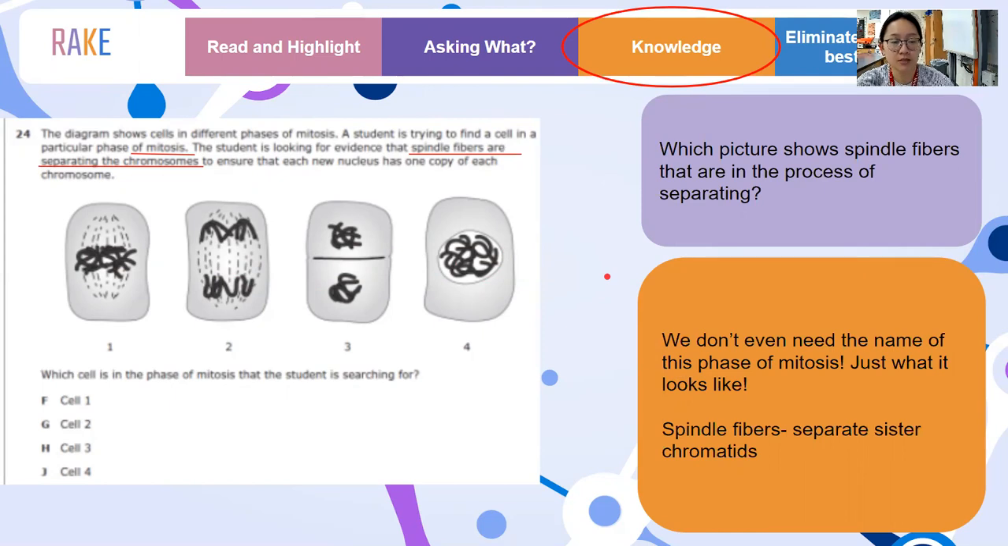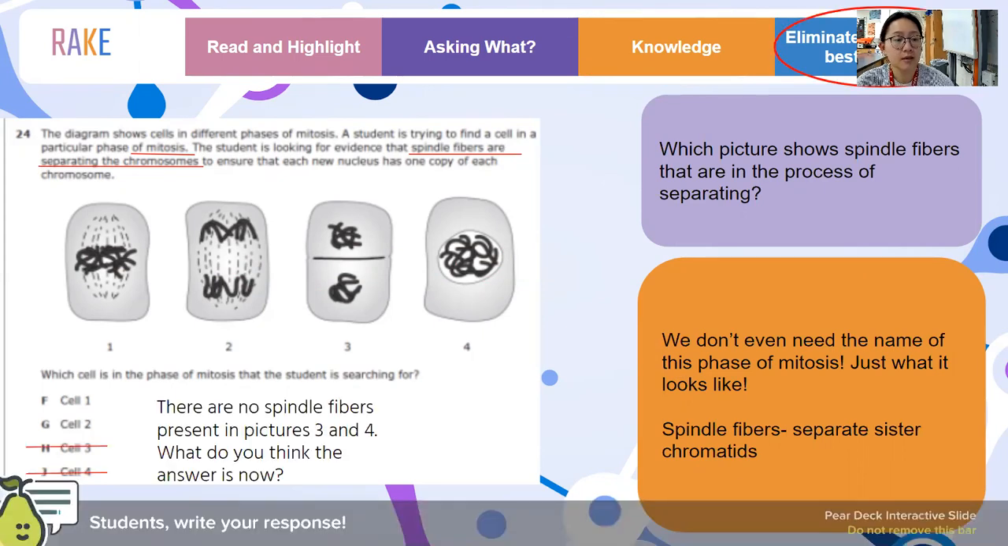So let's eliminate some answers, right? In cell 3 and cell 4, we don't even have spindle fibers, so we can automatically eliminate them, right? So pick what you think is the correct answer out of the left two, cell 1 or cell 2, and we'll see on the next slide if you get it right.